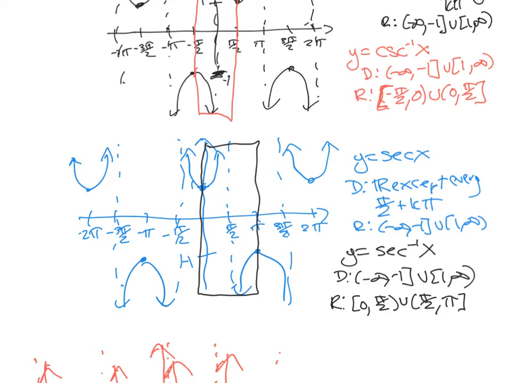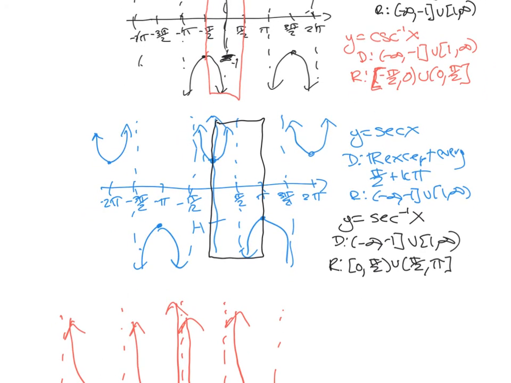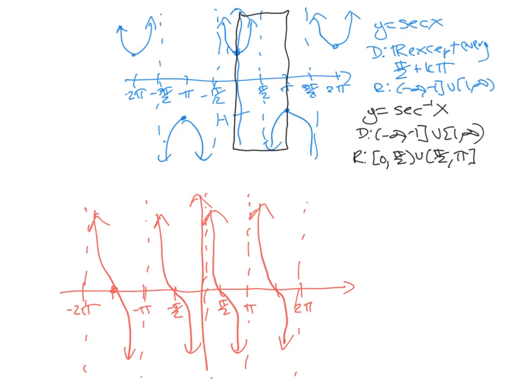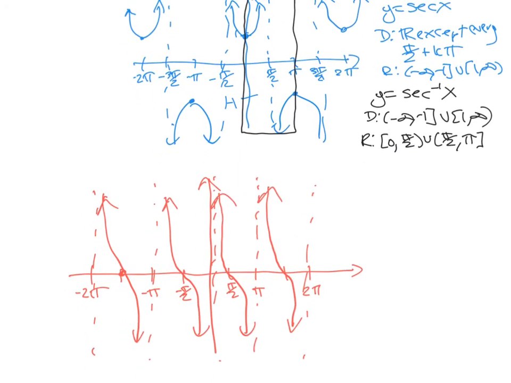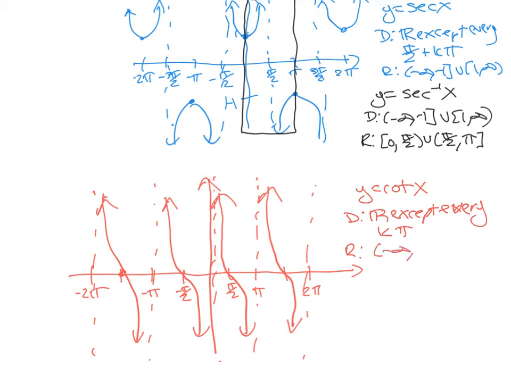Okay, the last one, cotangent. Inverse cotangent is the one that doesn't quite match up with its reciprocal function tangent, and we're going to see why in a second. But first let's talk about the normal cotangent graph. The domain is all reals except every k pi, and the range is all reals.